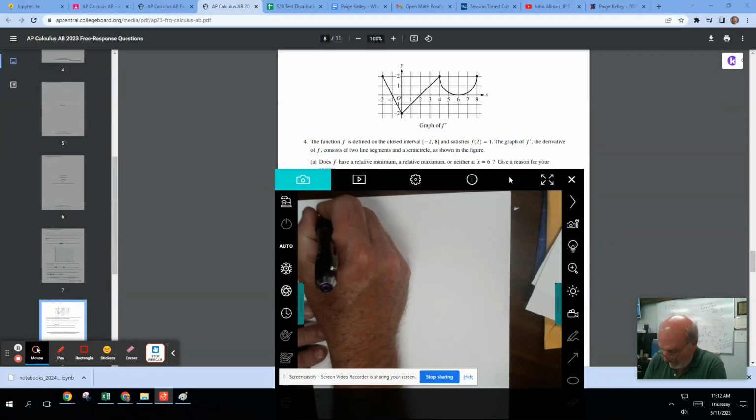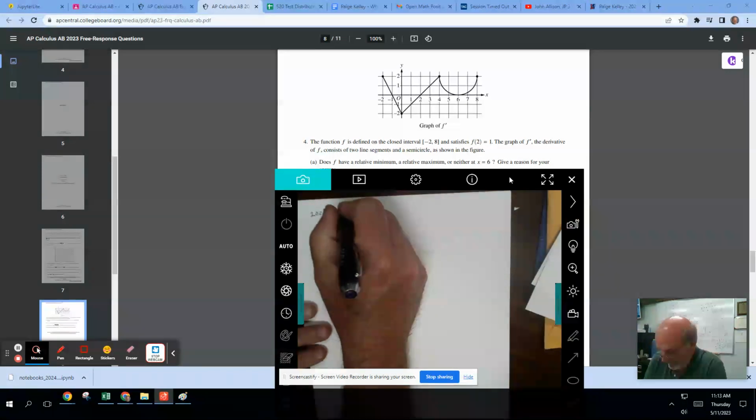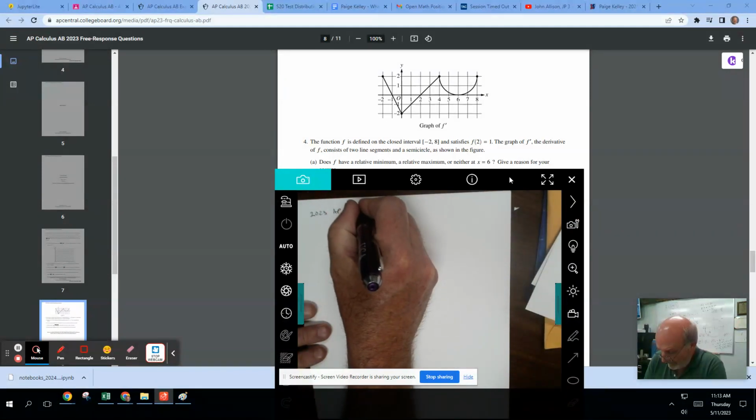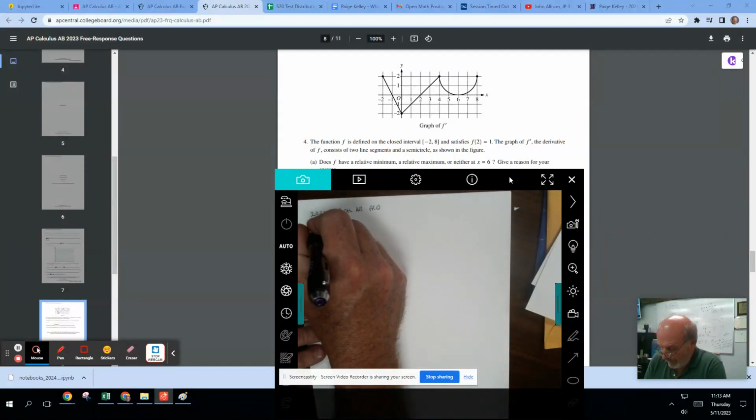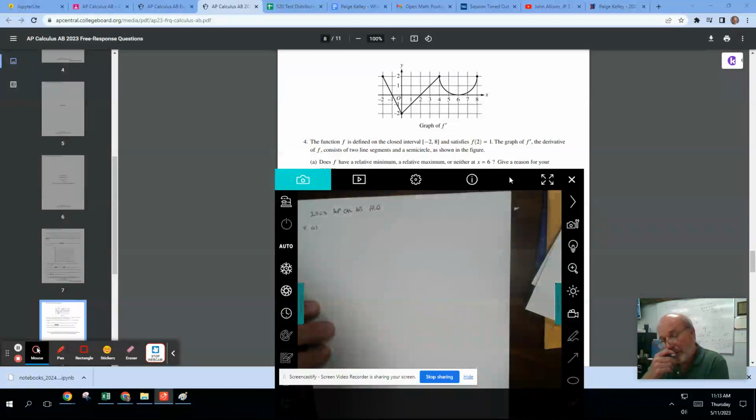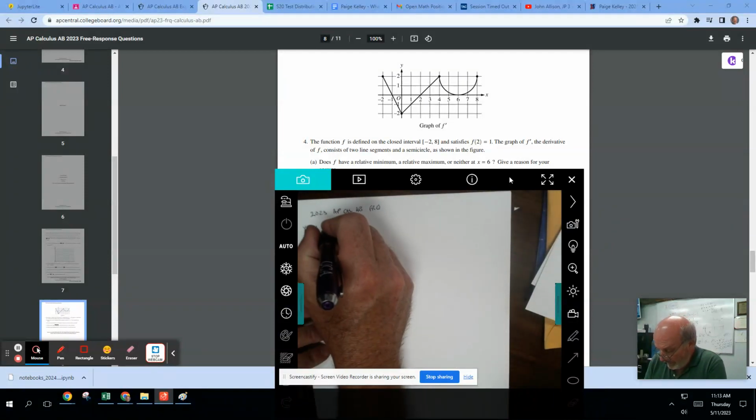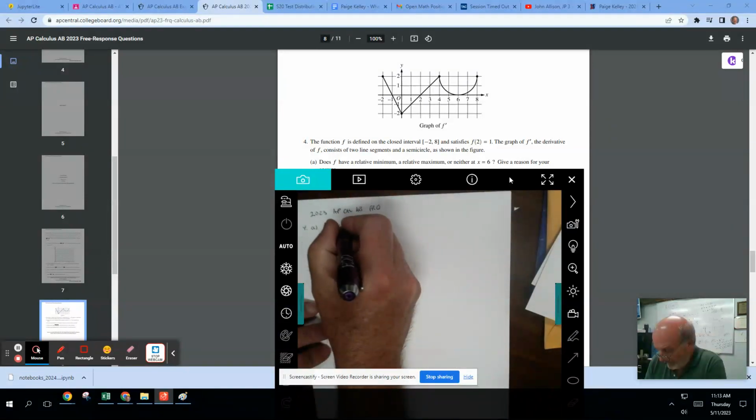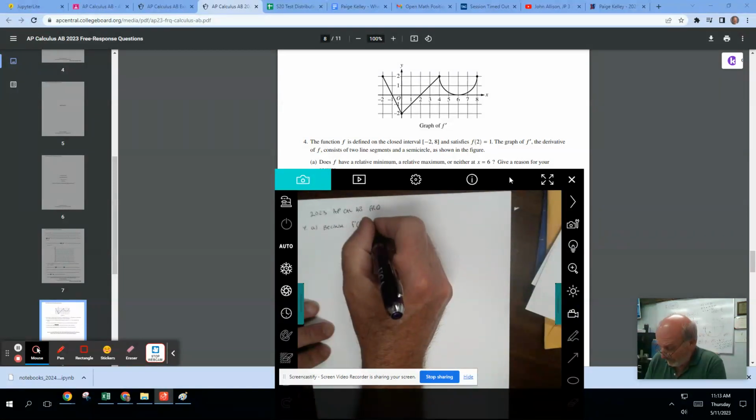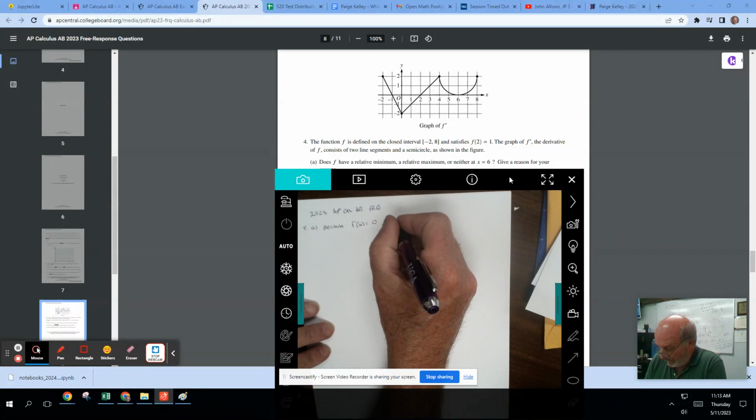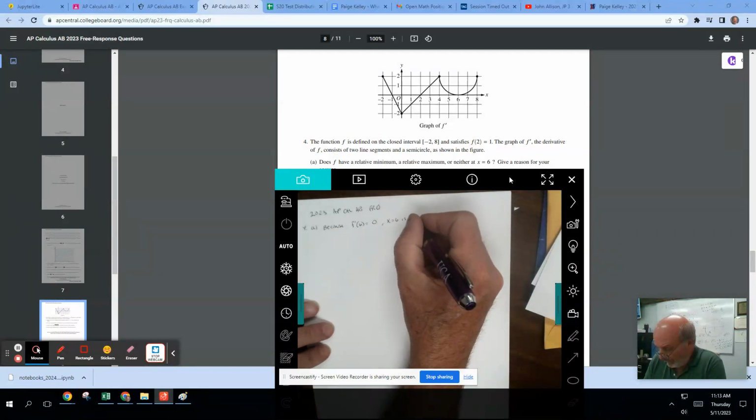2023 AP Calculus AB FRQ number 4. And part A says, does it have a minimum? So, because f prime of 6 equals 0, x equals 6 is a critical point.